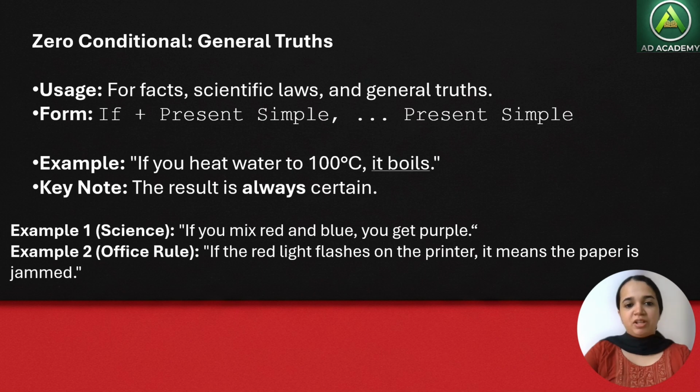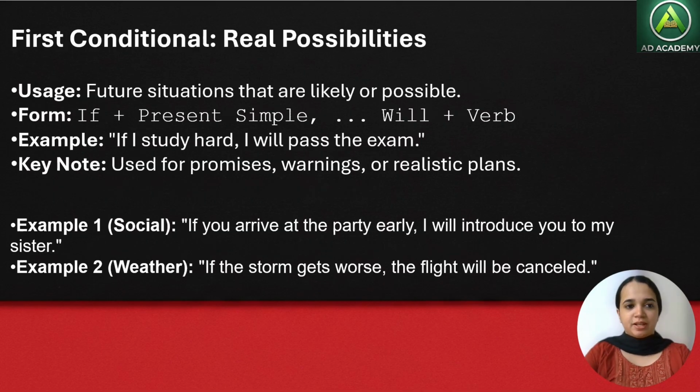Again, the next sentence: if the red light flashes on the printer, it means the paper is jammed. Flashes is in simple present, and means is also in simple present tense. You can identify more example sentences for these. Next is the first conditional, otherwise the real possibilities. We will be talking about real future situations, future situations that are likely to or possibly happen.